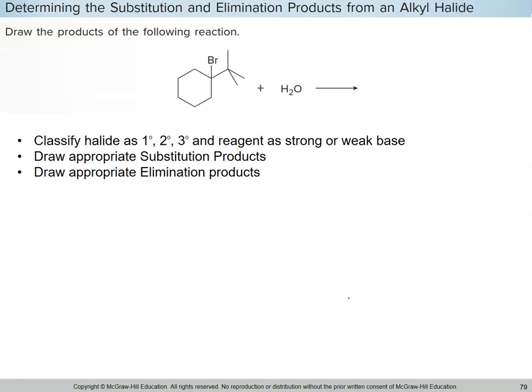So for this question, I'd like you to think about, pause again, draw out the products for the following reaction, and start with classifying the alkyl halide, look at what possible substitution products, what possible elimination products there might be here.